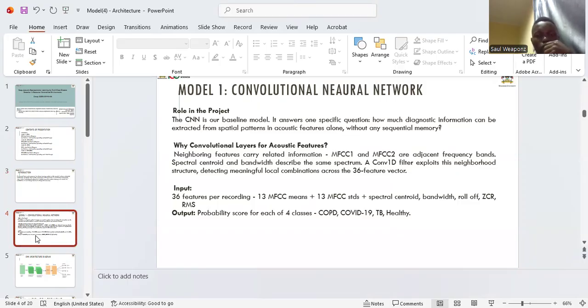features. We shall see that it takes in the statistical features as input, which contain 13 MFCC means and standard deviations, spectral centroid, bandwidth, rolloff, ZCR and RMS. Taking in this input, we expect an output of a probability score for each of the four classes. The probabilities output for these classes should sum up to 1.